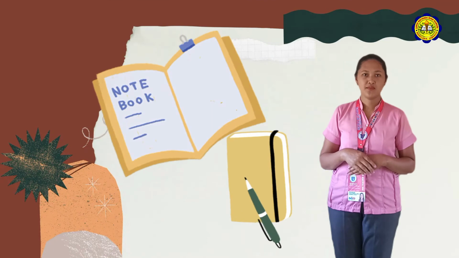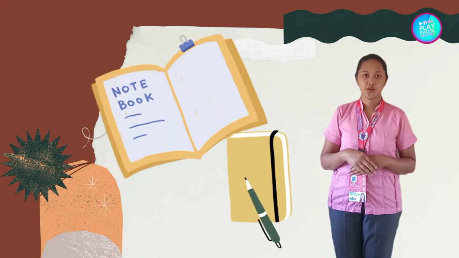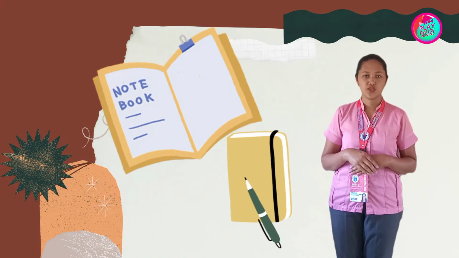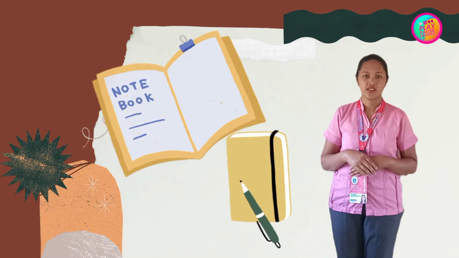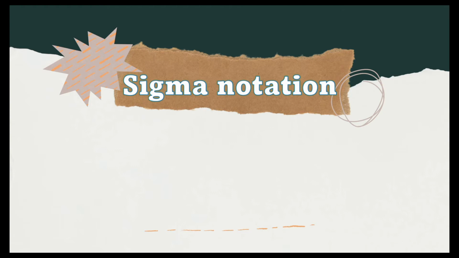So find a comfortable place so you can properly listen and study. Get ready your notebook, pen, and learning activity sheets, and be ready to jot down the key points in our lesson. First, let us define the sigma notation.